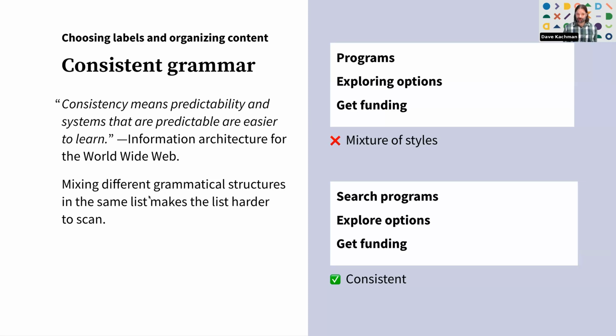So this can often come up with mixing different grammatical structures. In the example here, you could have a noun, so you're just saying "programs." You could have a label that combines a verb and a noun, so "exploring options." And then here's another variation of the same kind of verb plus noun combo, "get funding." So this one uses the -ing version of the verb, and this one does not. Making it a bit more consistent, I've just chosen for the example that third one. So: search programs, explore options, get funding. This one is consistent, it makes it more scannable and much easier to understand at a glance. And they're all saying essentially the same thing.